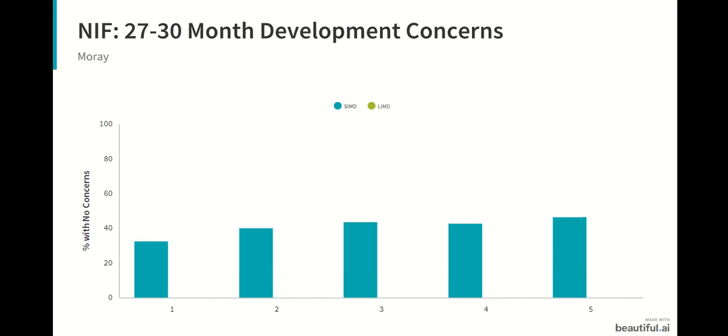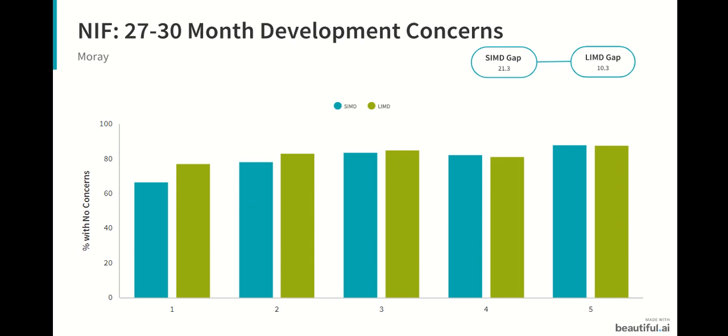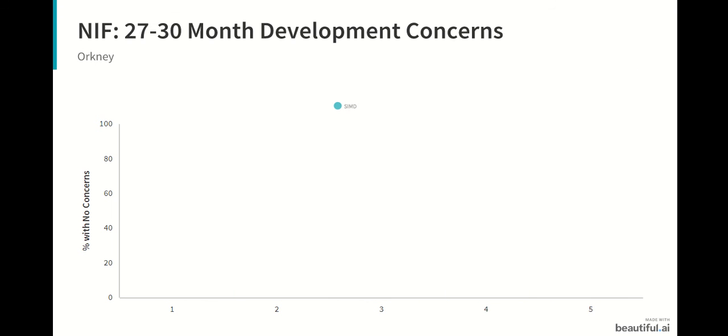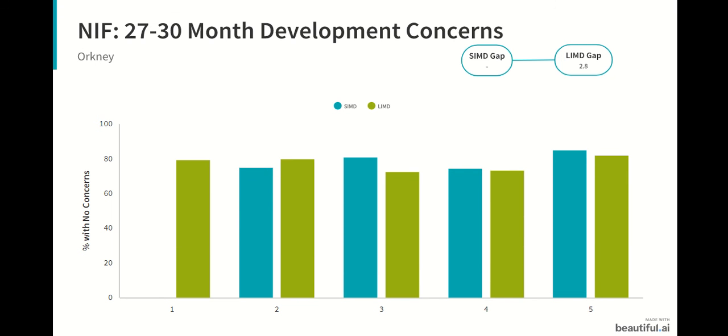This process can also be reflected in a local authority context. So here is Moray Council and the proportion of no concerns within the 27 to 30 month developmental review. Here we have two measures of the gap under the national and local index. And of course, this can be extended to other authorities where the gap isn't necessarily clear. And it can provide you with an overview of the gap in the likes of Orkney, where there isn't any areas identified with quintile 1.